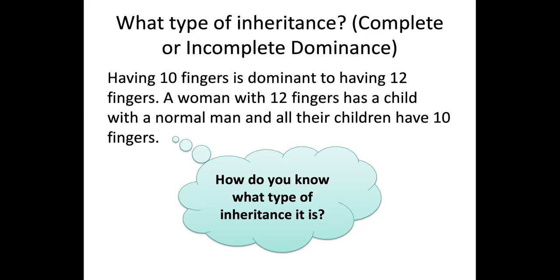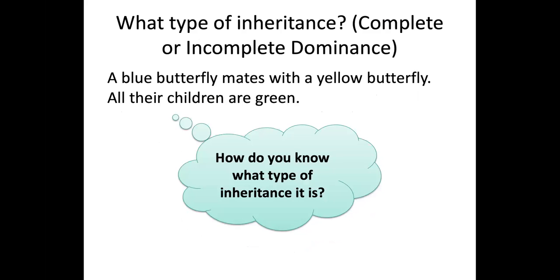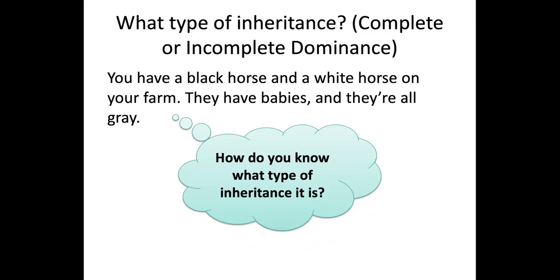Having ten fingers is dominant to having twelve. A woman with twelve fingers has a child with a normal man, and all their children have ten fingers. Okay. A blue butterfly mates with a yellow butterfly. All their children are green. Incomplete because we got a what? A mixture. Perfect. You have a black horse and a white horse on your farm. They have babies and they're all gray. Incomplete.